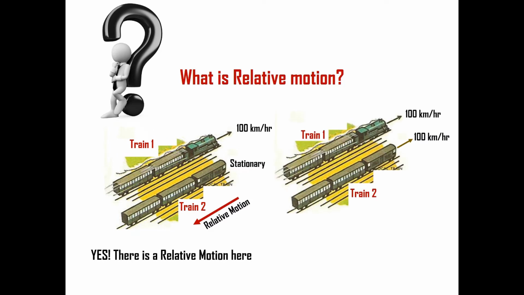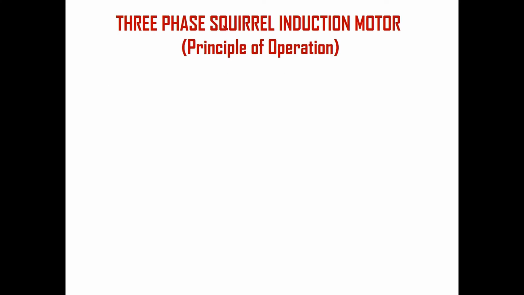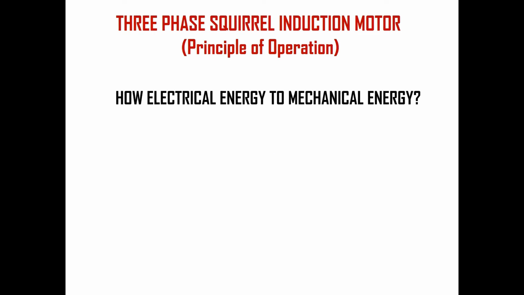Now consider both train 1 and train 2 are moving at the same speed of 100 km per hour. If you are sitting in train 1 and seeing train 2, then for you train 2 will be stationary, right? So here there is no relative motion, or the relative motion is equal to 0. Remember this, we will use the same concept in three-phase induction motor. In the principle of operation, we will see how the electrical energy is converted to mechanical energy.